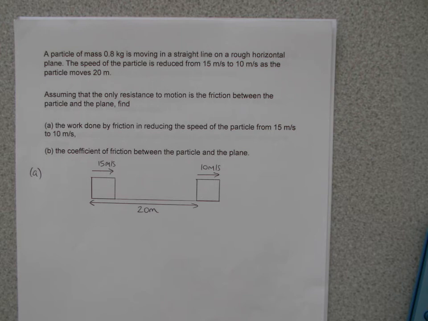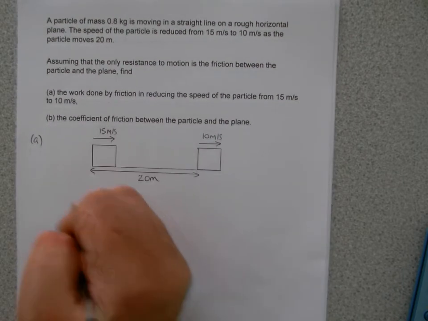Okay, so this is just an energy problem. You can see here it's lost energy, hasn't it? Because it's traveling with a much faster speed than it is 20 meters later. So we can measure the energy that's been lost, and the energy that's been lost is due to the work that's been done by the friction. So we can write that as a statement, can't we?